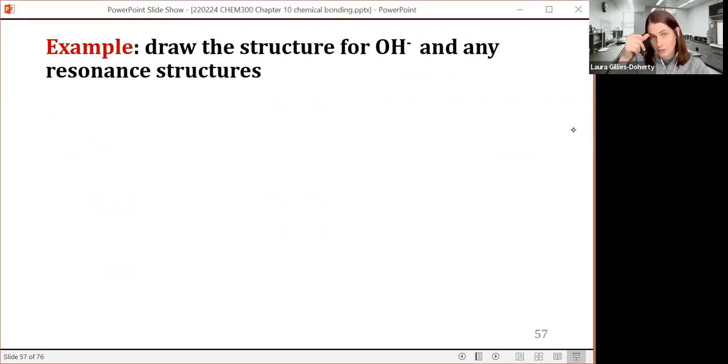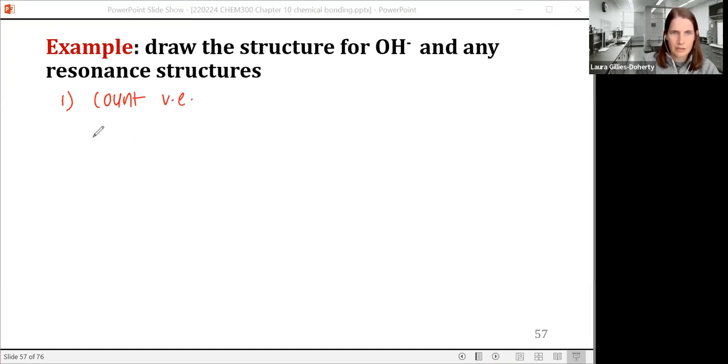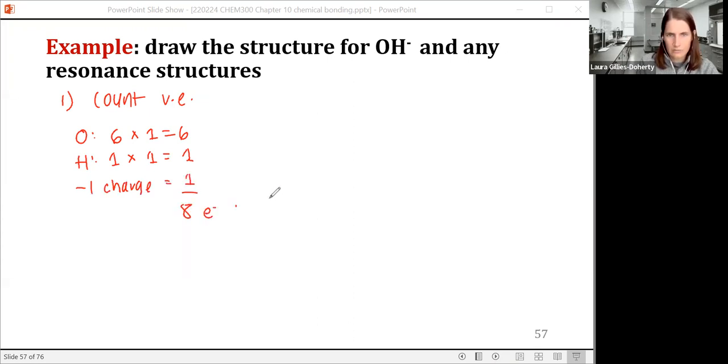Let's do one more. This is from the homework. Draw the structure for hydroxide OH minus and any resonance structures. So see if you can do this one on your own. You always want to start by counting the valence electrons. So we have oxygen, it has 6. We have 1 of those. We have hydrogen, it has 1. We have 1 of those. We have a -1 charge. So that's going to add an electron. So we get 8 electrons total.